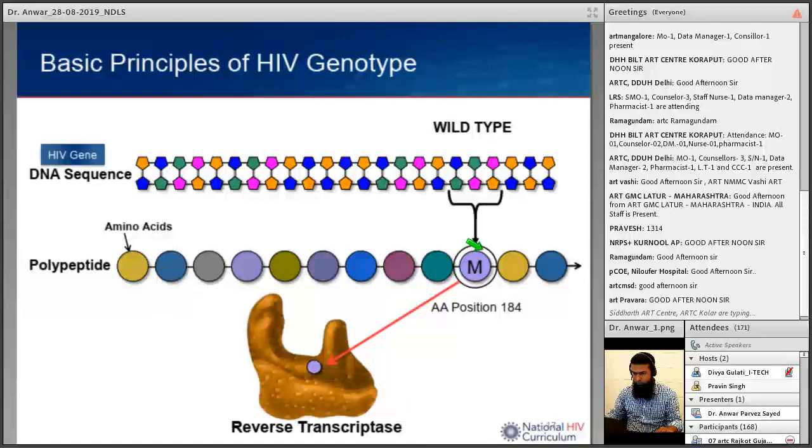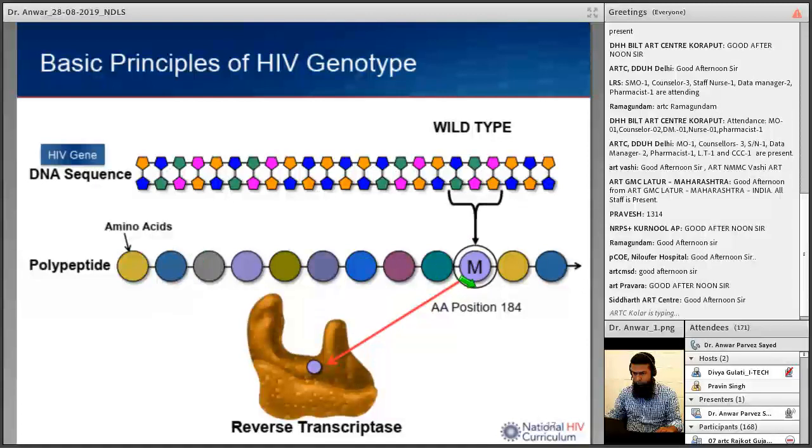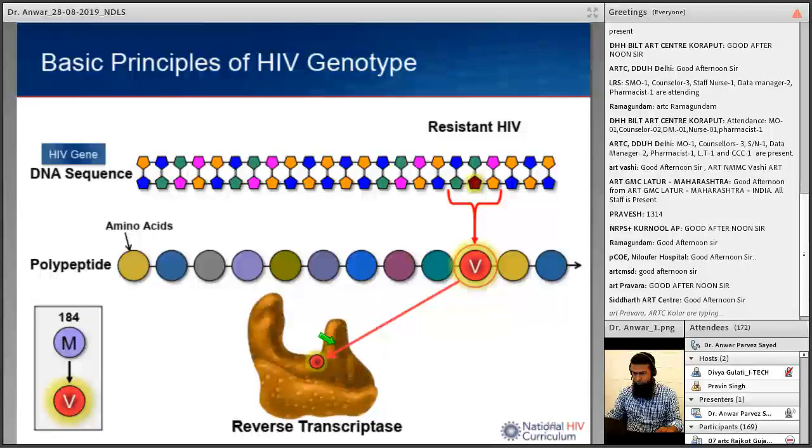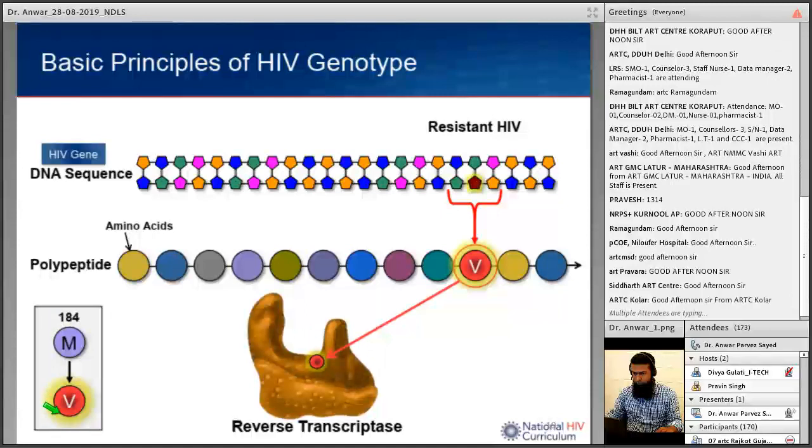So for example, in this case, there is methionine at 184th position. Methionine is the name of an amino acid which is at 184th position of the virus. Now if it is changed to valine, for example, it is written like this, M184V mutation.